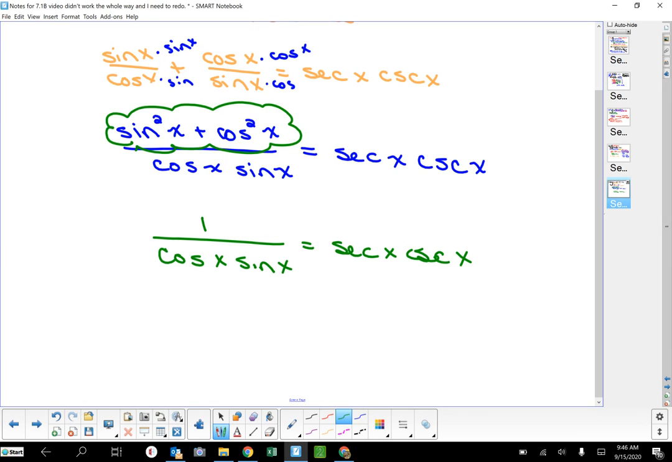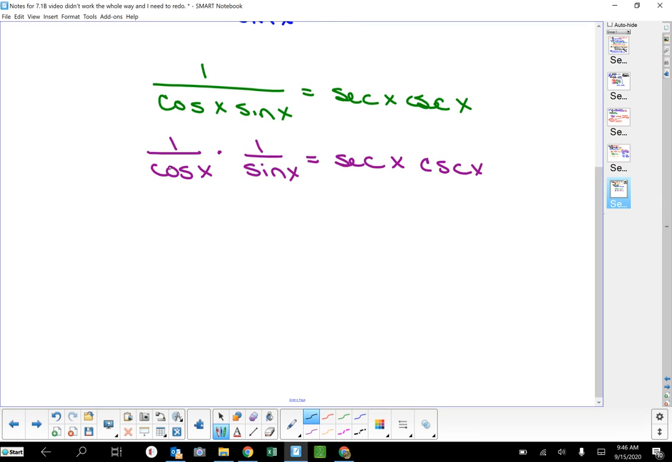And I can break these up here into two separate fractions. So this is 1 over cosine times 1 over sine. And then 1 over cosine is secant. And 1 over sine is cosecant. And that proves the left side equals the right side. And that one's done. All right, let me flip my page here. Hopefully this isn't too loud.